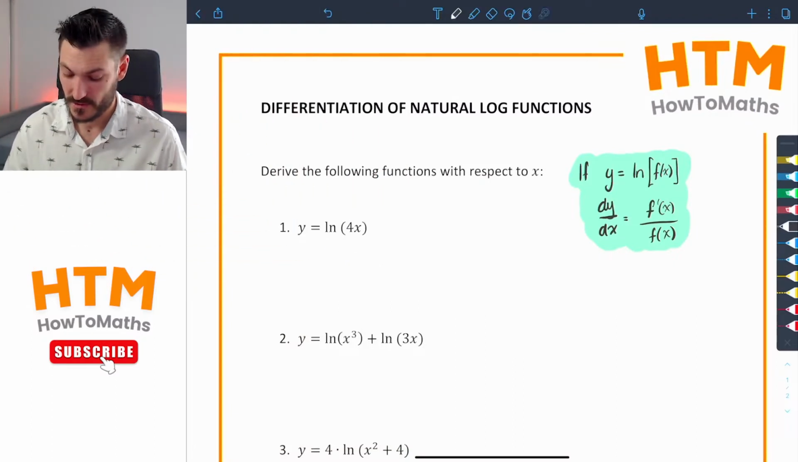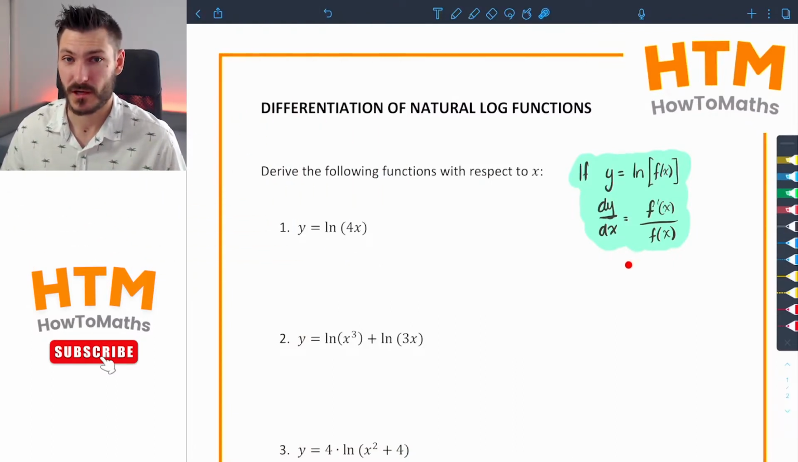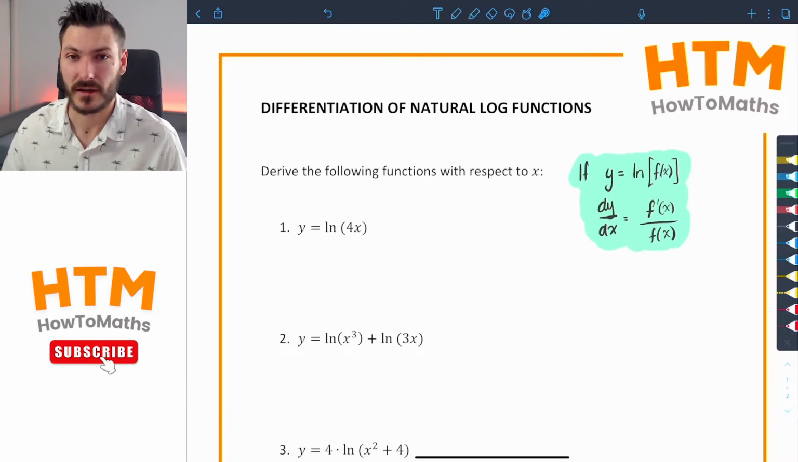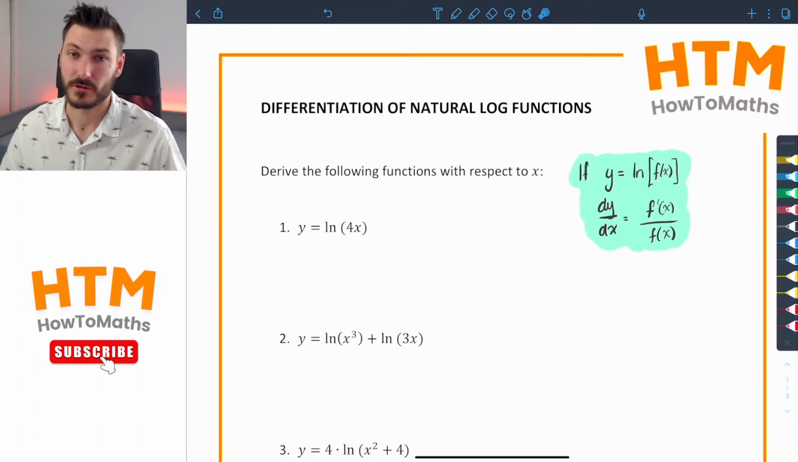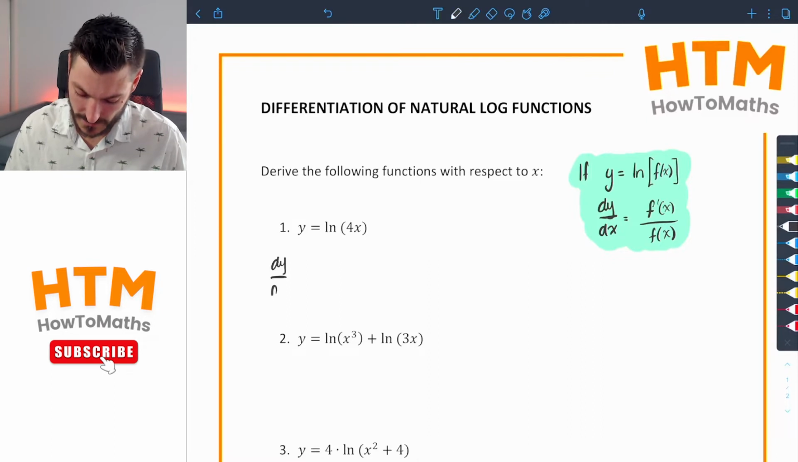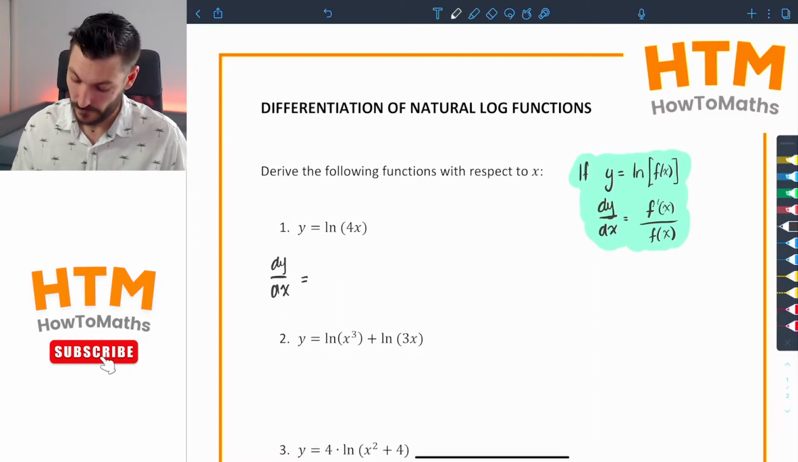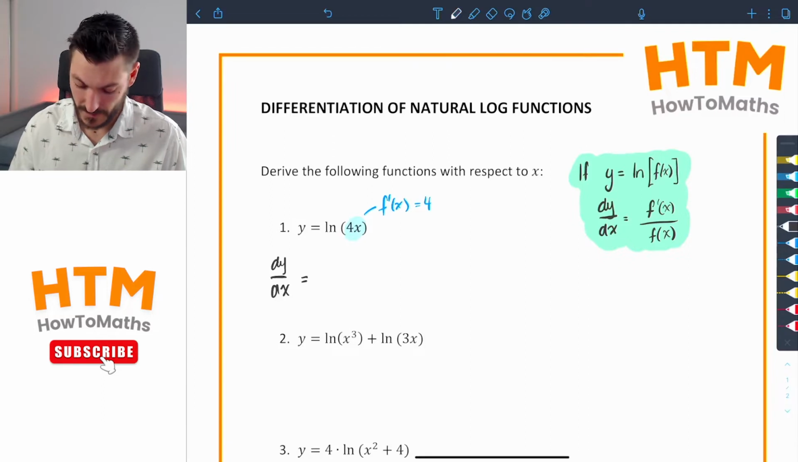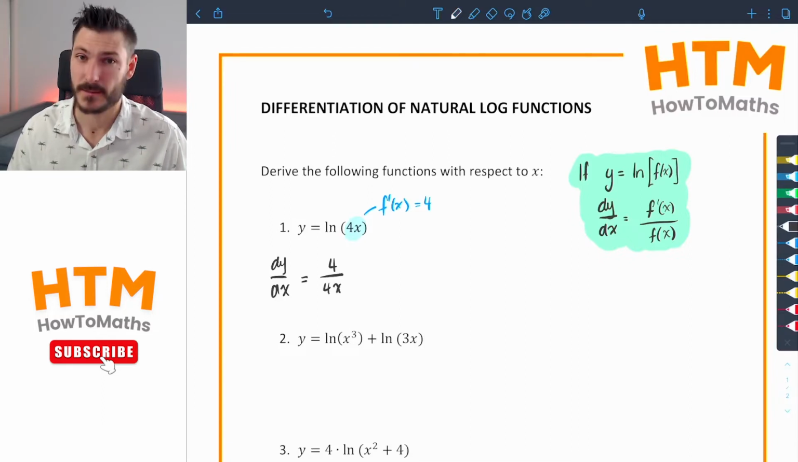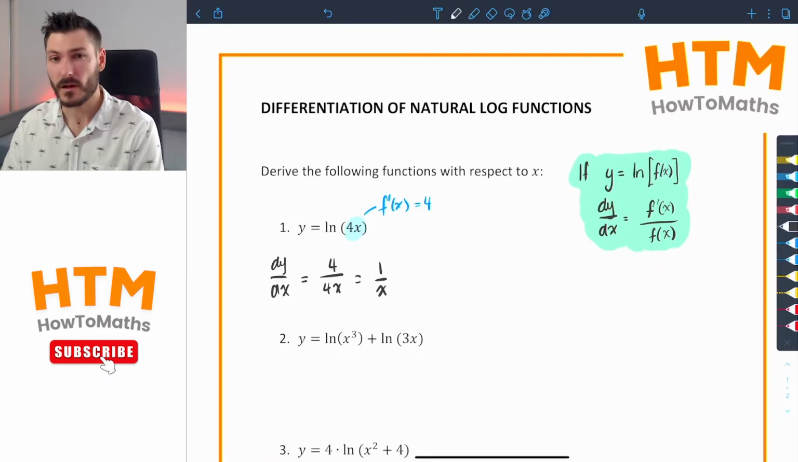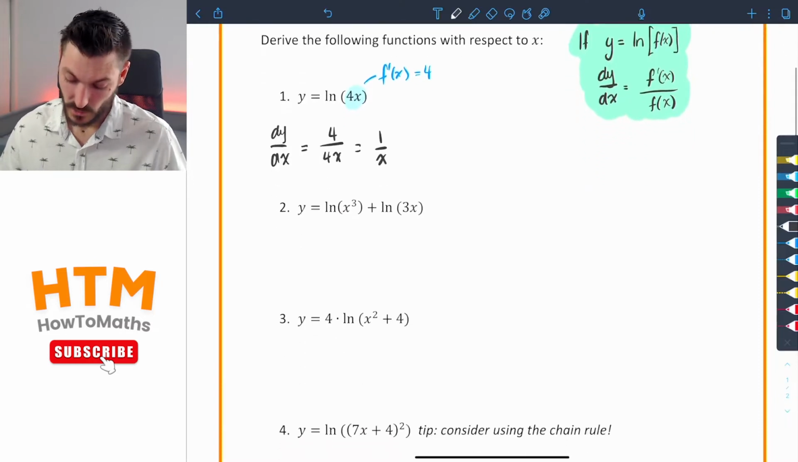In the top right hand corner, as you can see up here, I have the rule for differentiating natural log functions, which we're going to apply. The derivative of the inside of the log function divided by the original inside of the log function. Let's see some examples. So here we have dy/dx equals, now the derivative of 4x, here f'(x) is just 4. So I get 4 divided by the original 4x, and 4 divided by 4 just equals 1. So I get 1 on x. Fairly straightforward.